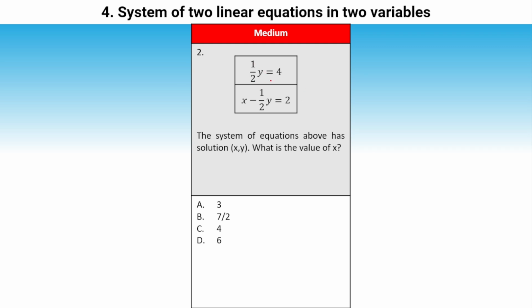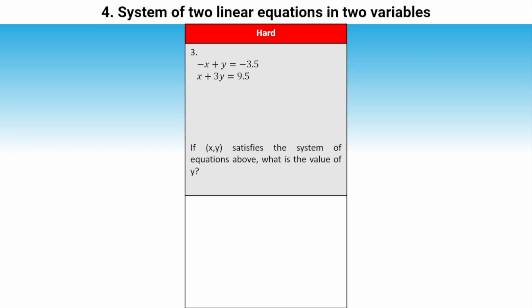So this is half of y equals 4, x minus 1 by 2 y equals 2. The solution of the equation above is x, y. What is the value of x? Very simply, half y is given, just plug it here. That is how much? x minus 4 equals 2. x will be 2 plus 4. The value of x is simply 6. So 6 is your answer. Okay, there is no problem.